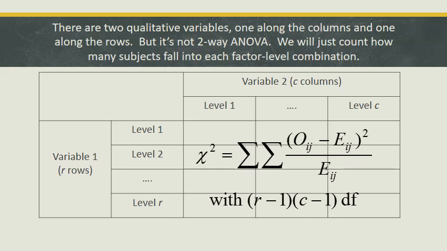The chi-square formula is the same as last video. It's observed minus expected squared over expected. The double sum means that we'll be adding up across all rows and columns. And this results in a chi-square distribution with r minus 1 times c minus 1 degrees of freedom. Just remember that r is the number of rows and c is the number of columns.